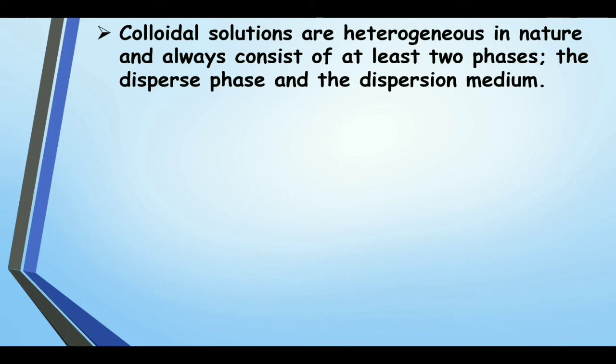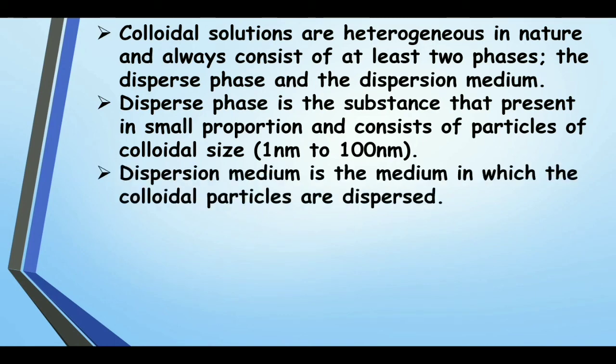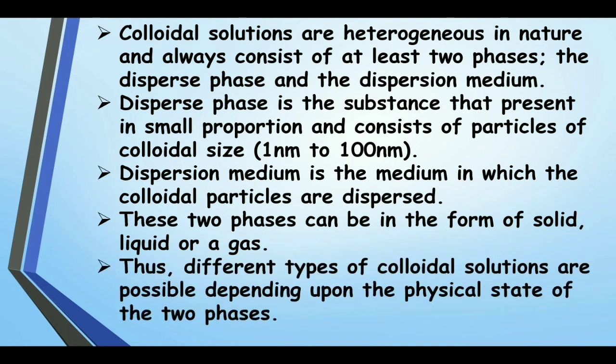Colloidal solutions are heterogeneous in nature and always consist of at least two phases, the disperse phase and the dispersion medium. The disperse phase is the substance that is present in a small proportion and consists of particles of size 1 nanometer to 100 nanometers. The dispersion medium is the medium in which the colloidal particles are dispersed. These two phases can be in the form of solid, liquid or gas. Thus, different types of colloidal solutions are possible depending upon the physical state of the two phases.